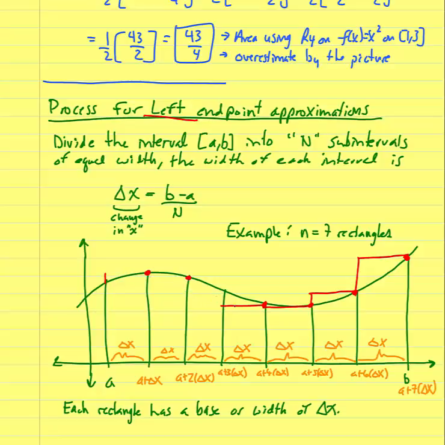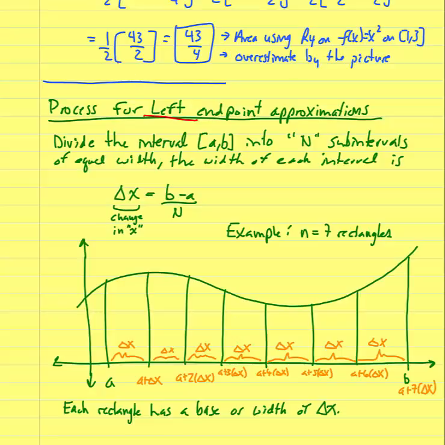So let me get rid of these old right endpoint heights and let's look at the left endpoint heights. Now some of these points will be the same because the right endpoint of one rectangle is the left endpoint of the other. What changes are the ends, either the rectangle on the far right or the far left.